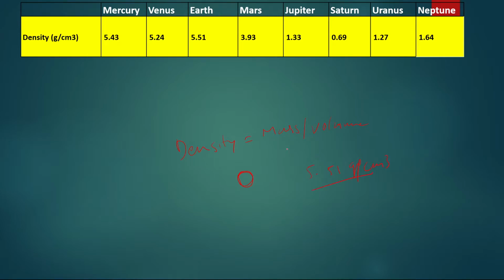You also know that other planets are made up of gases. So those planets have lower density, like Jupiter, Saturn, Uranus, and Neptune. However, you will find these four planets, Mercury, Venus, Earth, and Mars, are terrestrial planets. And these are gaseous planets. So gaseous planets have less density, and terrestrial planets have more density. So this is all about density.